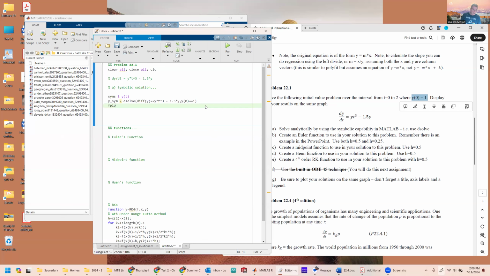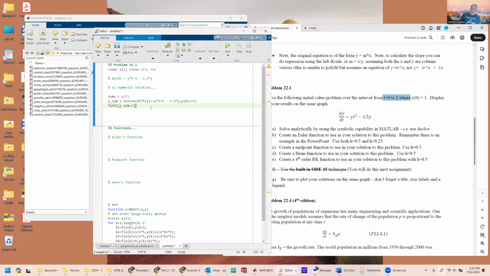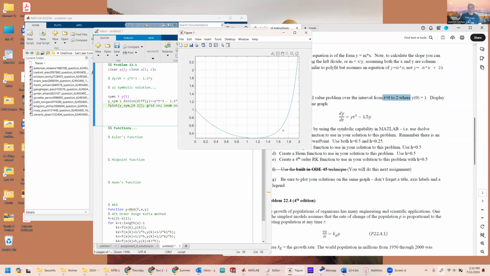Something I've picked up on lately is fplot, and to fplot y sym, I can do it from, the problem asks from 0 to 2, right? So I can go from 0 to 2. And then I'm going to plot that, grid on, zoom on, hold on, box on. That's just how I like to do my plots. Boom, and now we should have a lovely plot. There we go. There is our plot.